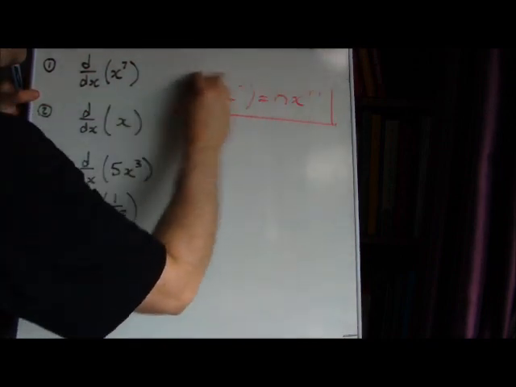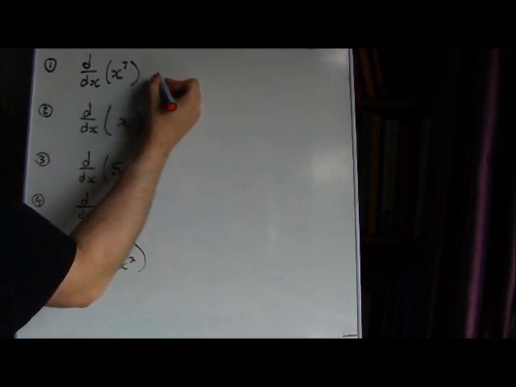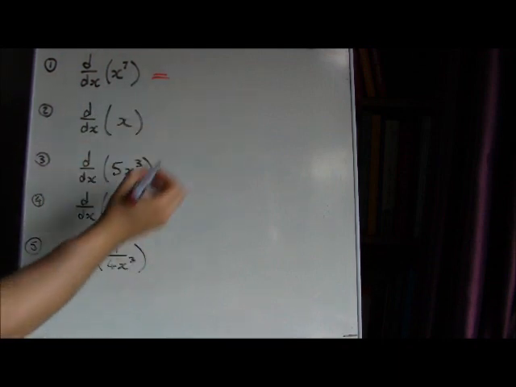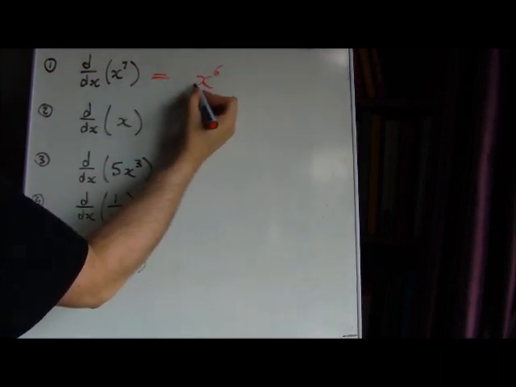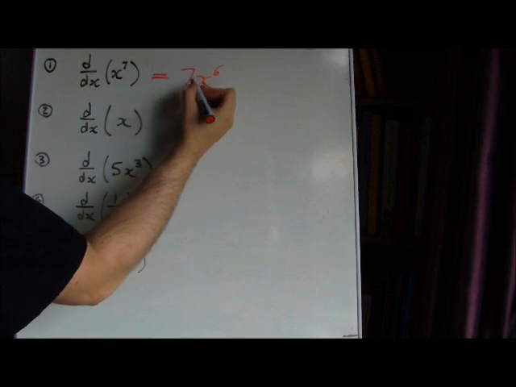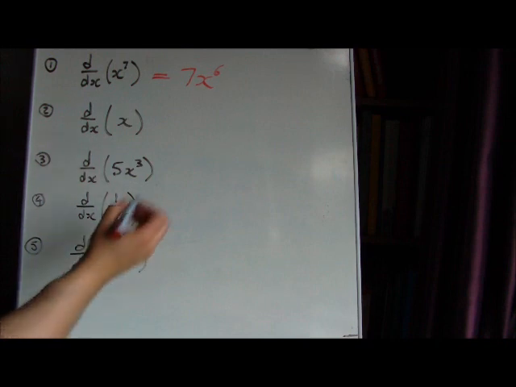So we'll apply that to some examples. In the first case, we've got to differentiate x to the power of 7. So this is a simple case of taking 1 from the power, so it's going to give us x to the power of 6, and we multiply by the old power, which is 7. So the derivative of x to the 7 is 7x to the power 6.